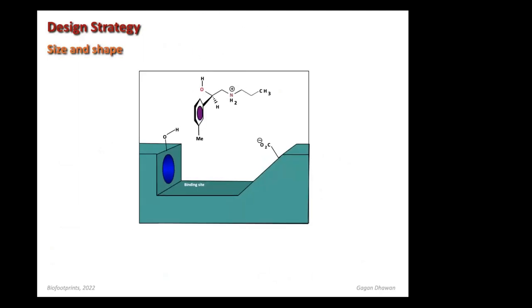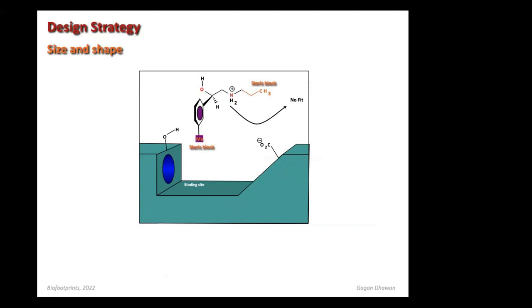So if we shift to this size and shape concept, look at this molecule. You have a hydroxyl group, you have a phenyl ring with a methyl group. That means you are adding a toluene group to this molecule, as well as increasing the chain length of the molecule. You have taken the propyl group, CH2, CH2, CH3, and added that to your molecule. When you add this, you are creating a steric hindrance. That means you are making your molecule bulkier and it is unable to enter the active pocket. So these two groups are acting as a steric block to your molecule.